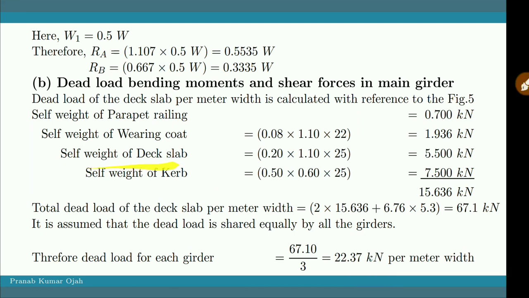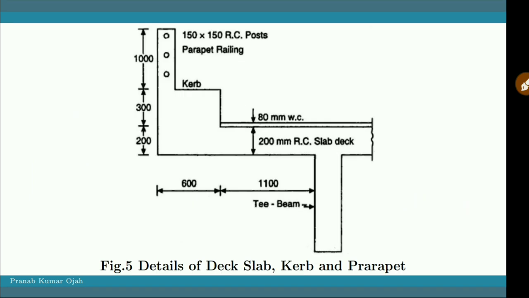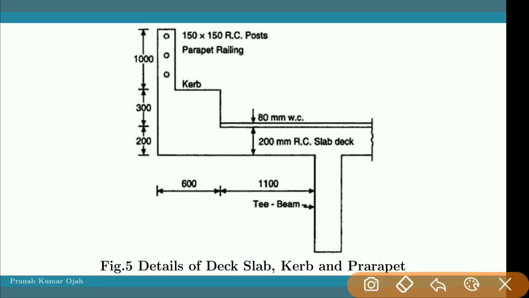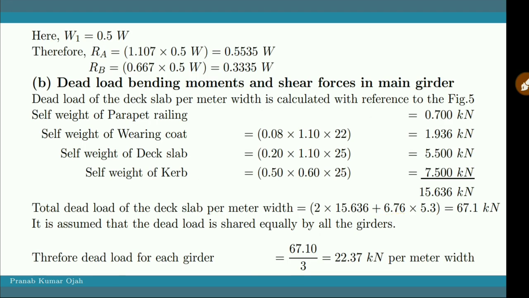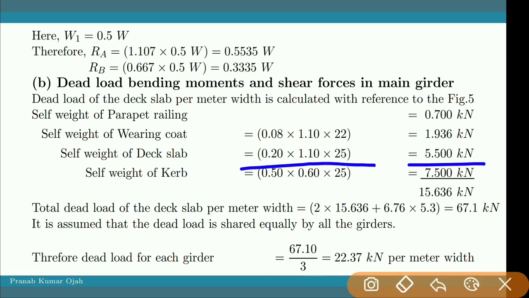Similarly, the self weight of the deck slab. So for the deck slab, the thickness is 200 mm. Then its length is 1.1 meter, and the self weight of the deck is 25. So finally we will get 5.5 kilonewton.